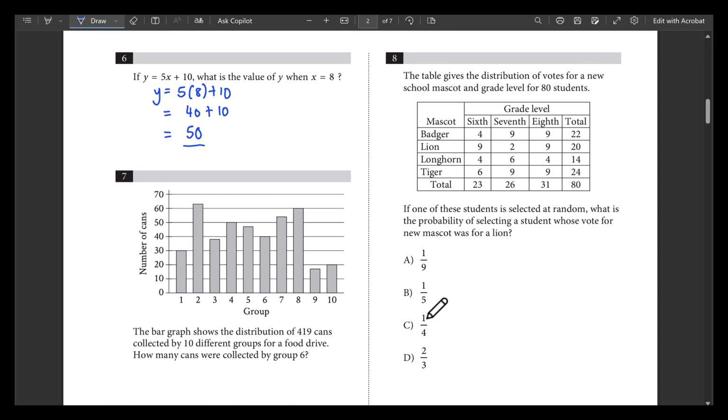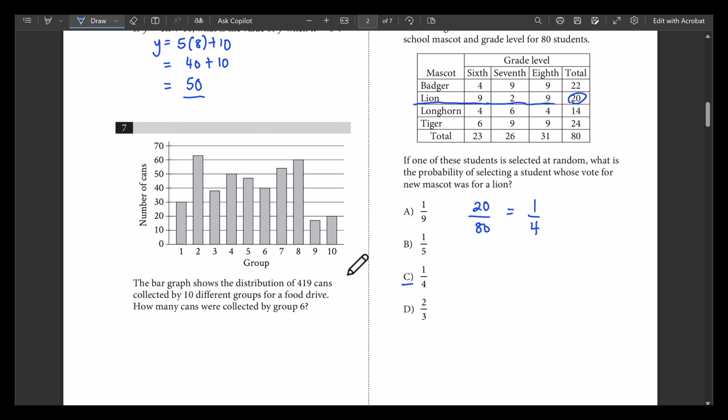Number 8, the table gives the distribution of votes for a new school mascot and grade level for 80 students. We're given the table right here. If one of the students is selected at random, what is the probability of selecting a student whose vote for a new mascot was for a lion? So we come where the lion is, and we have the 6th grade, we have the 7th grade, and the 8th grade, and the total is 20. We're going to say 20 over 80, which is equal to 1 over 4 if we divide the numerator and the denominator by 20. Hence, the probability of selecting a student whose vote for a new mascot was for a lion is equal to part C.